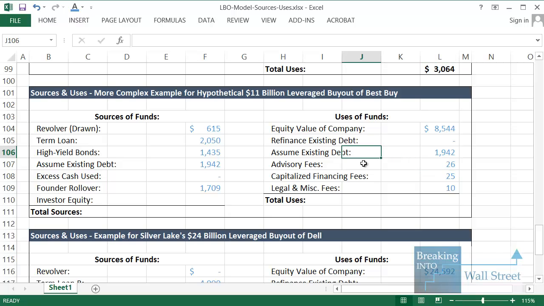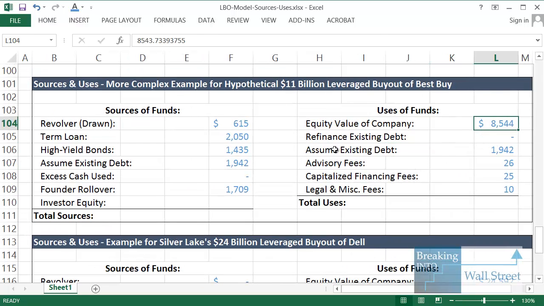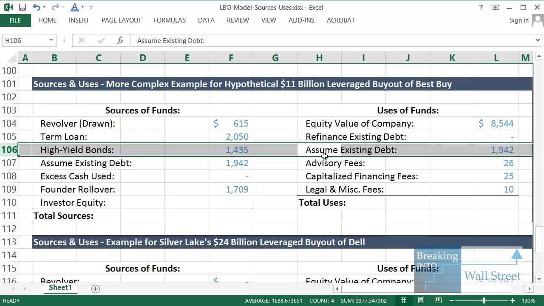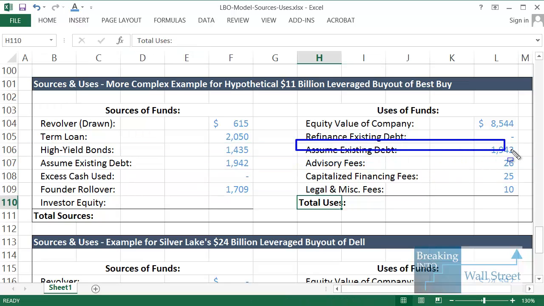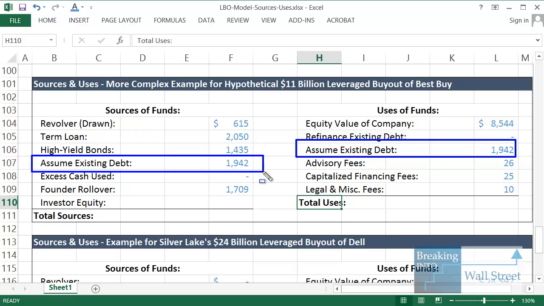So equity value about $8.5 billion for this deal. Assume existing debt. Take a look at this. We're assuming it stays on the balance sheet, so it appears under both uses and under sources, and it has no net impact on the cash that is required to do this deal. And that's the key takeaway here. When you're assuming existing debt, you're not paying it off, it appears under both sides of sources and uses, and it has no impact on the cash required.